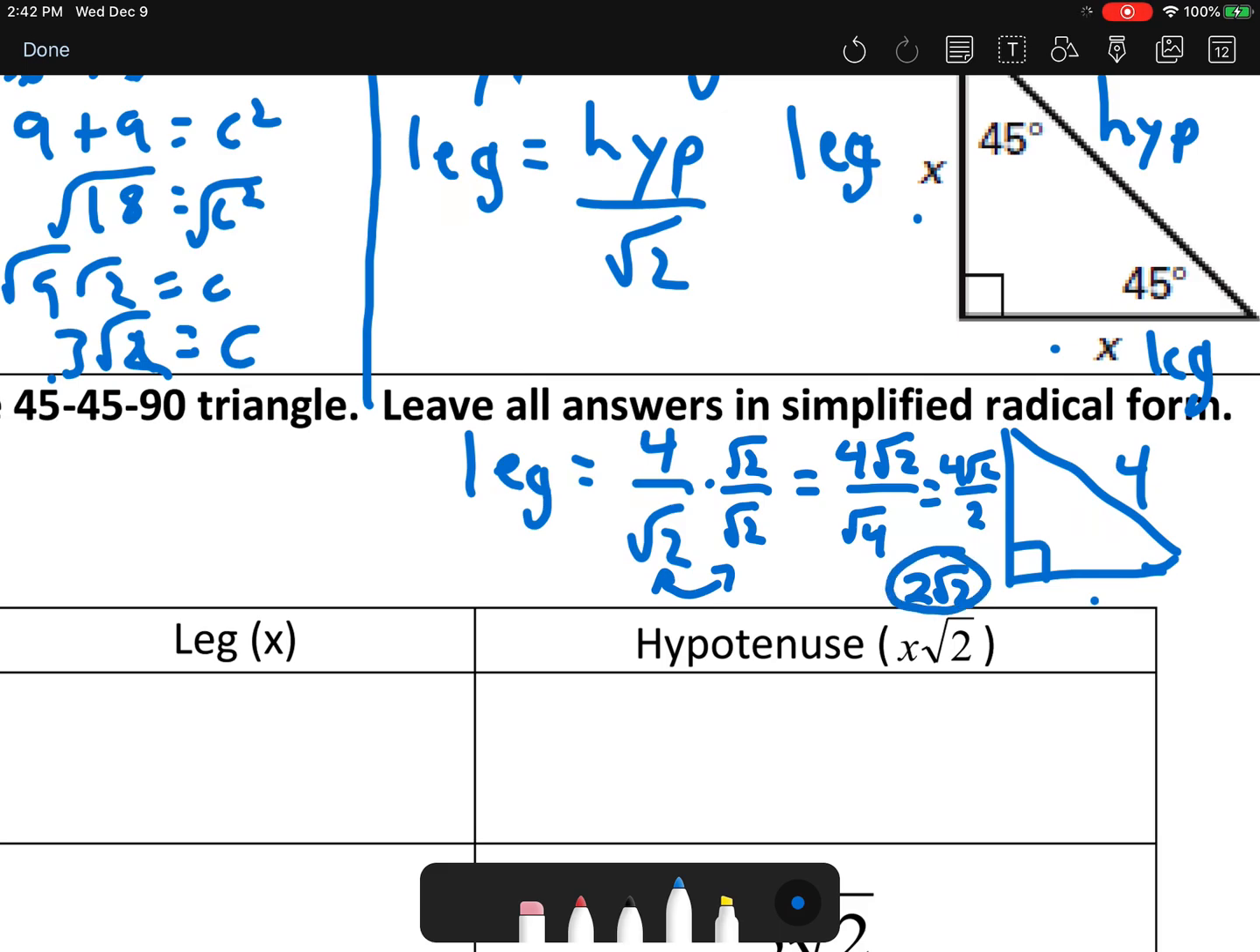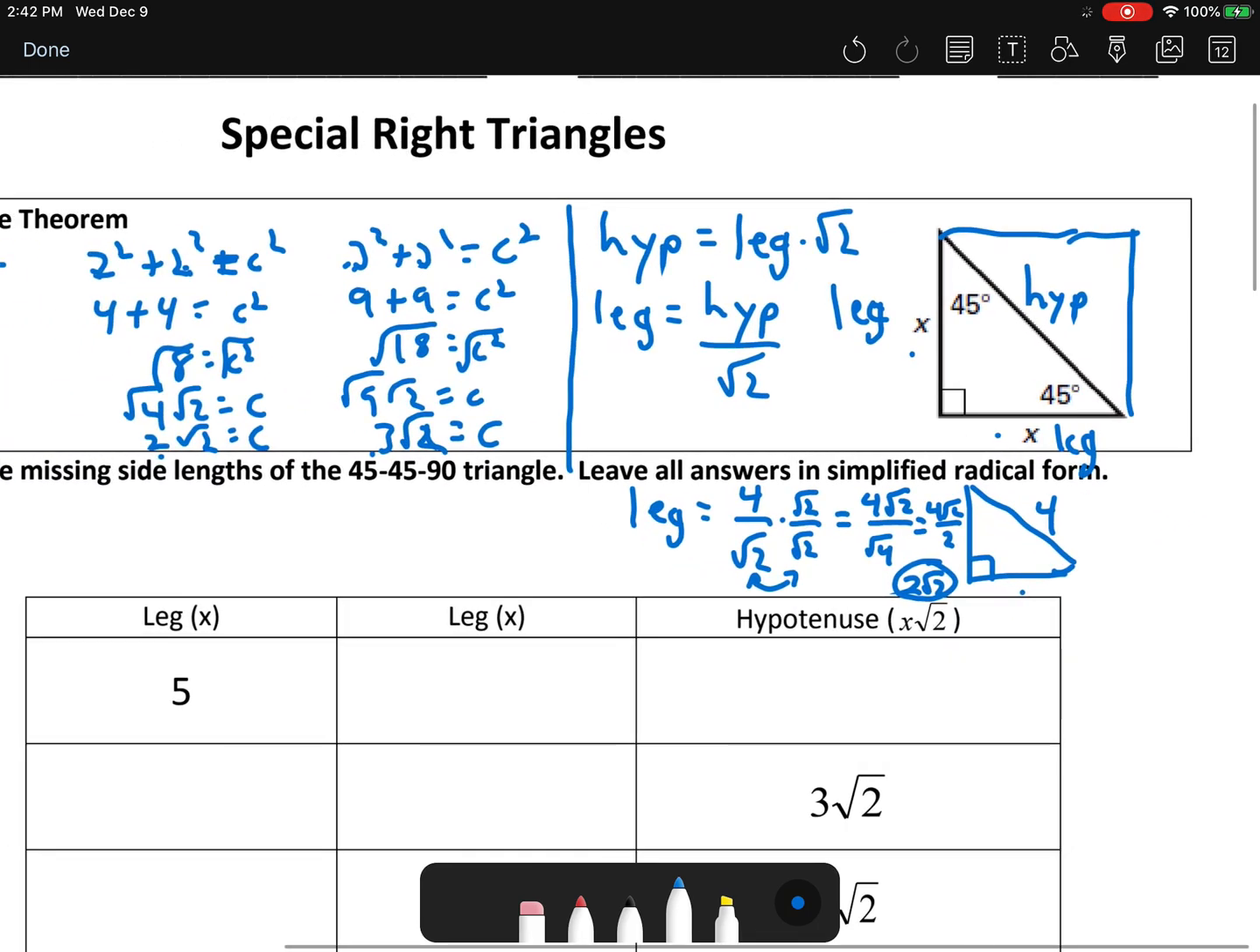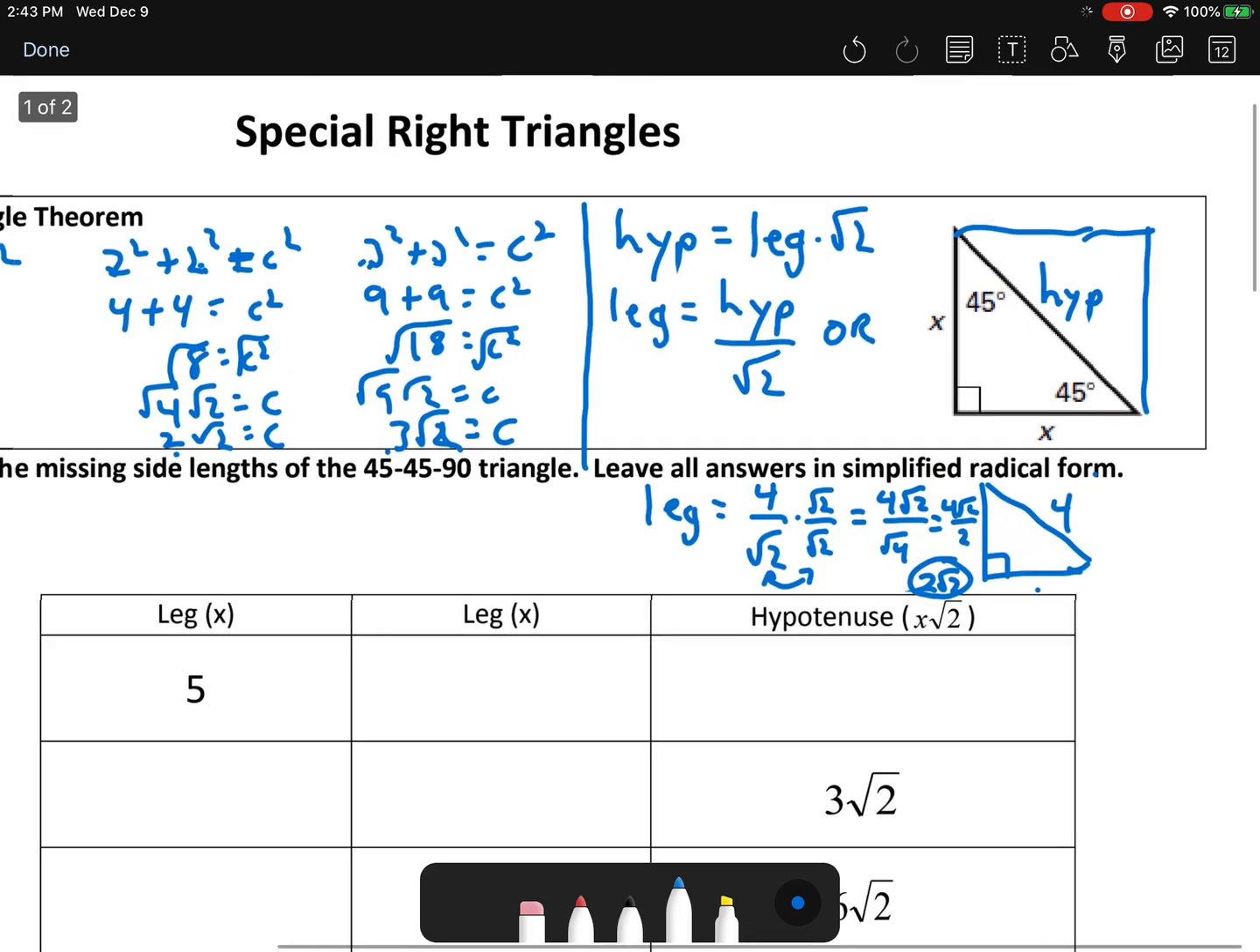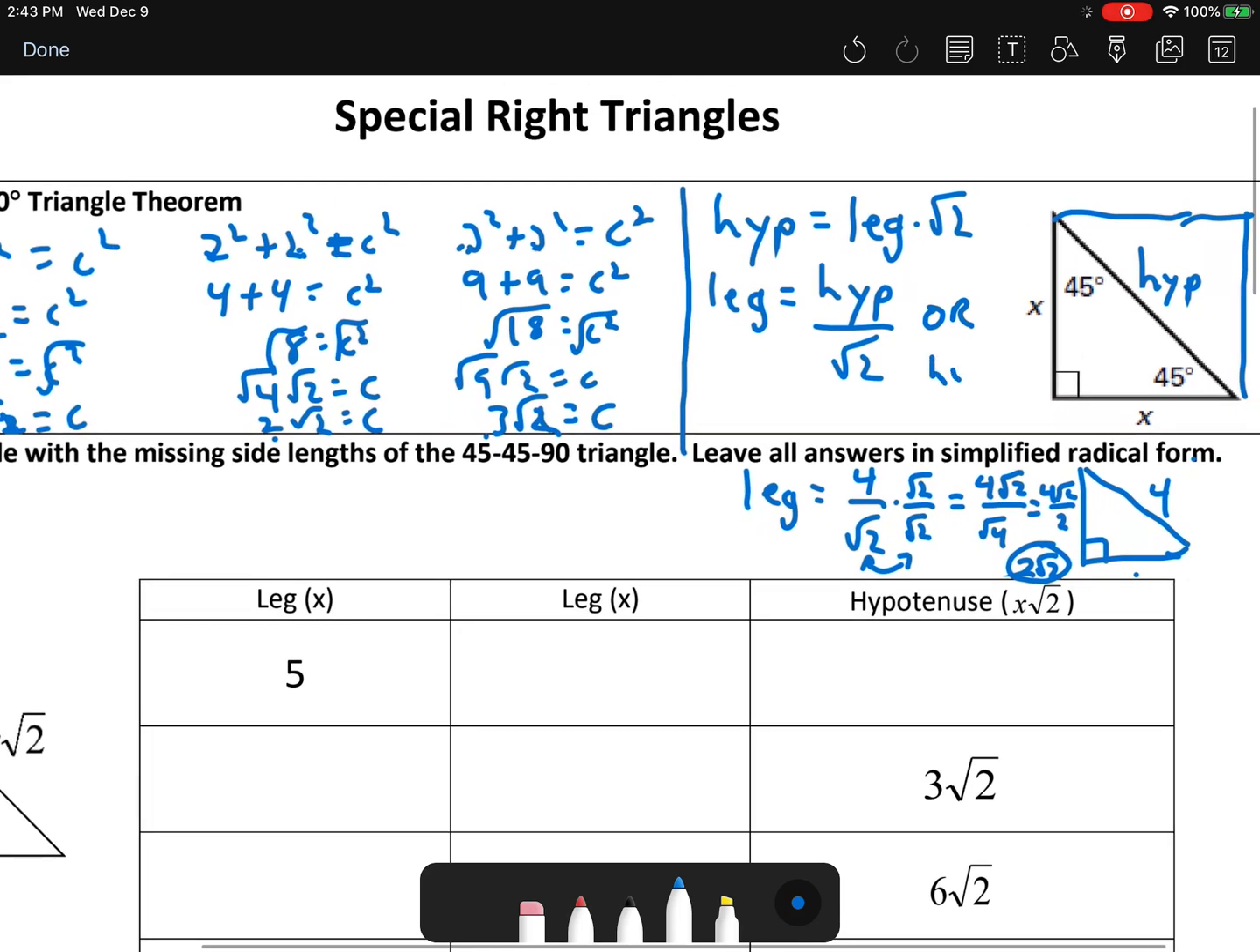So there must be a way to get to 2 radical 2. There is. And this is the other way that you can find this. So I'm going to erase this leg quick. You could also find the leg by taking the hypotenuse times radical 2 and dividing by 2. So try it. If the hypotenuse is 4, we would put 4 in there. 4 radical 2 over 2 is 2 radical 2.